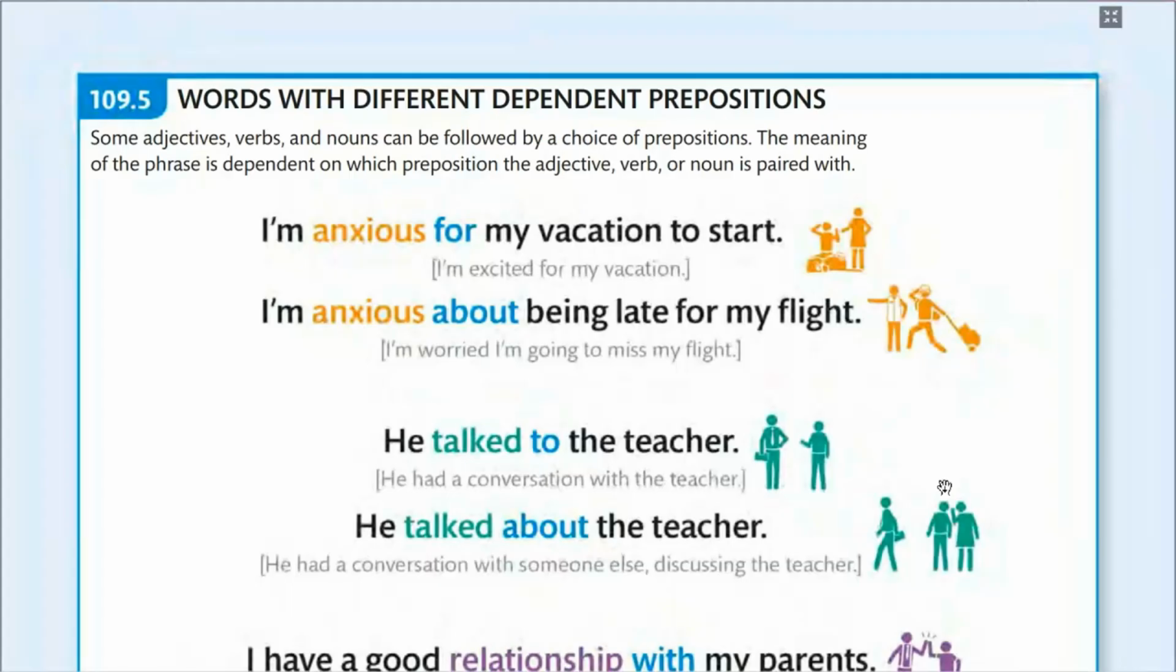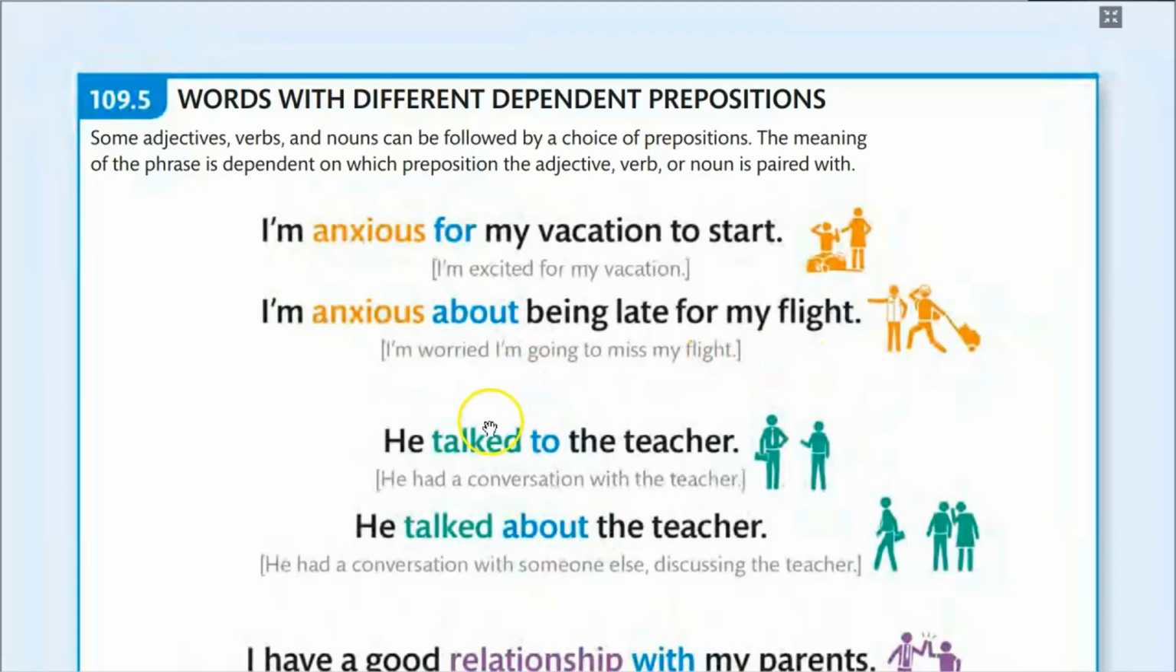Let's take a look. I am anxious for my vacation to start. That is, I'm excited for my vacation. I am anxious about being late for my flight. That means I am worried I'm going to miss my flight.